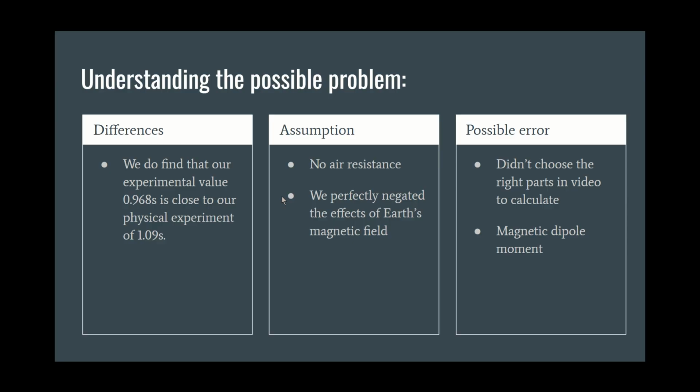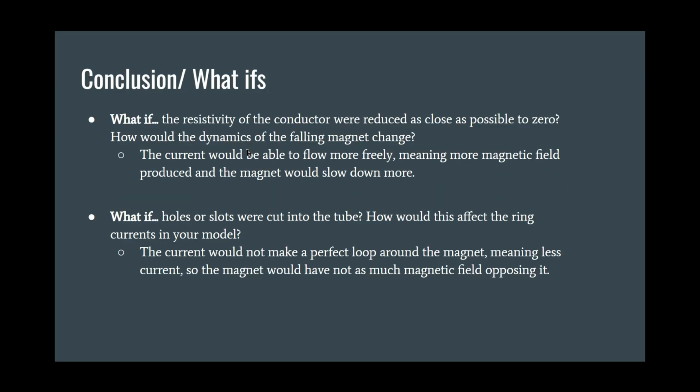Some what ifs. If the resistivity of our conductor was reduced close to 0, current would flow more freely through our aluminum tube, meaning that more magnetic field would be produced and the magnet would slow down more through our tube. However, if holes or slots were cut into our tube, this could affect our model because that means that current is not going around in a circle anymore, in a ring around that magnet. It would not make a perfect loop, so that would mean less current, and that would mean that the magnet would not have as much magnetic field opposing it.